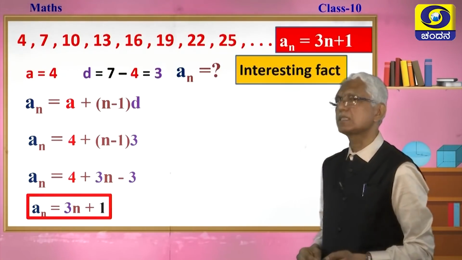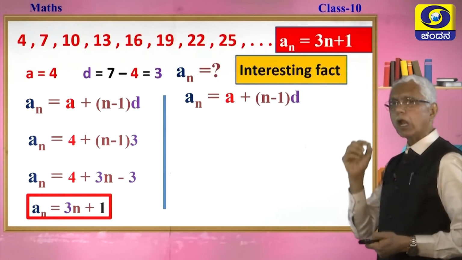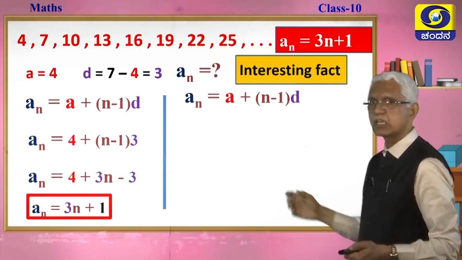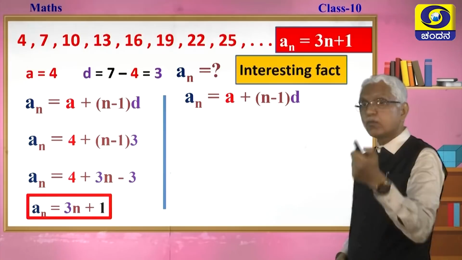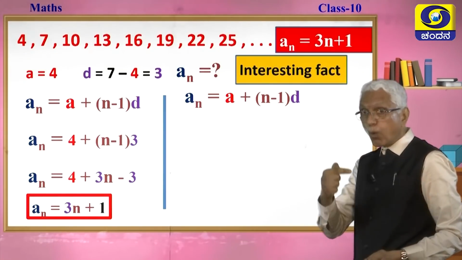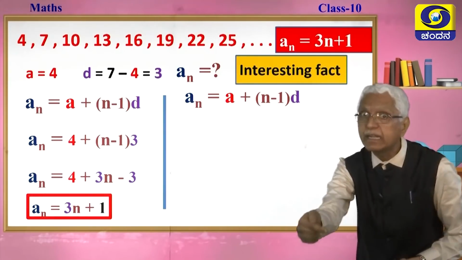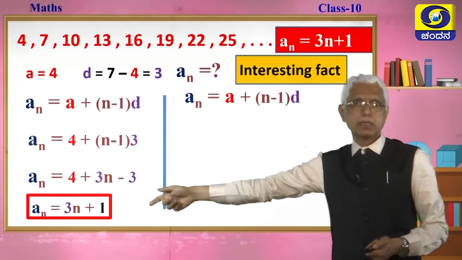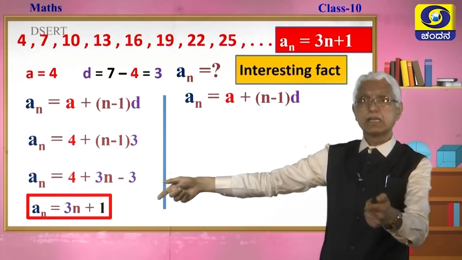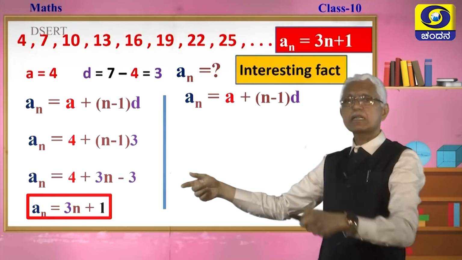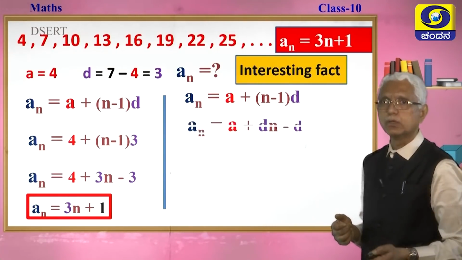Now, there is a very interesting fact here, my dear boy. What is that interesting fact? We all know nth term an is equal to a plus n minus 1 into d. Excellent. And for this given AP, what is the general formula for the nth term that you have obtained? An is equal to 3n plus 1, correct? This is the general formula for the given AP. In general, an is given by a plus n minus 1 into d. Okay. Now, what are we going to do?